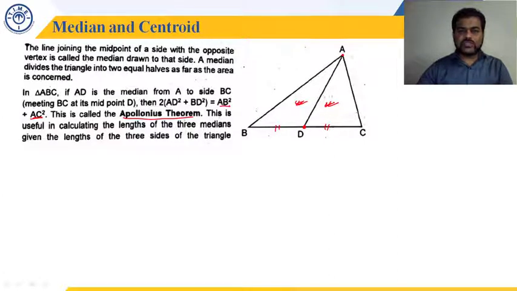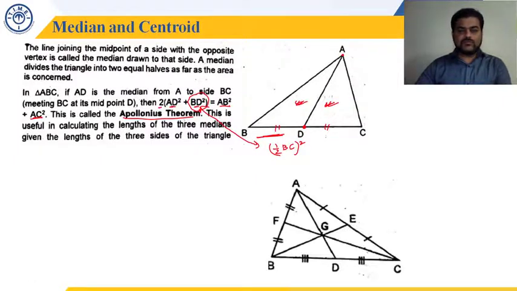So AB square plus AC square will be equal to twice of the median AD square plus BD square. BD is nothing but half of BC. So in place of BD here, you can also write half of BC whole square.